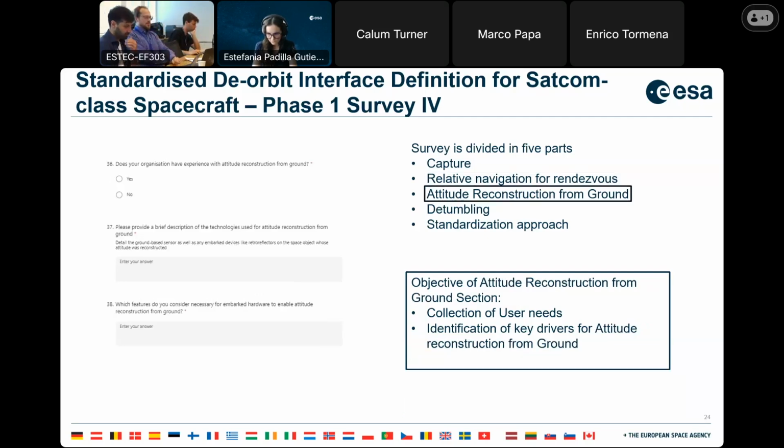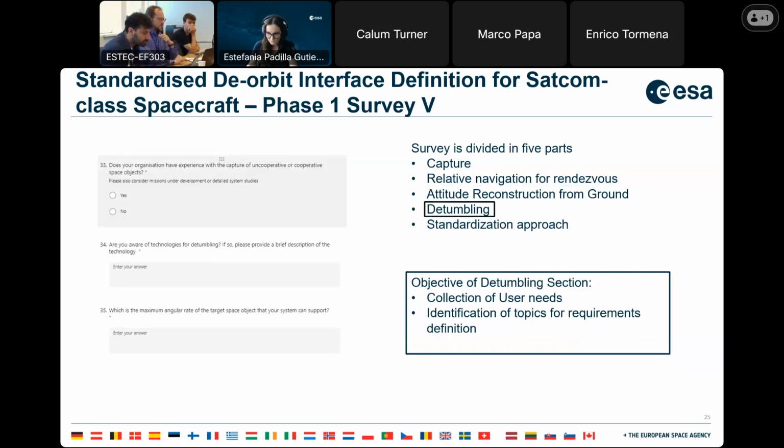So moving on to attitude reconstruction from ground. Again, a similar level of user needs, identifying what the drivers are here. And maybe a more specific question you can expect here is, what features do you consider necessary for embarked hardware? For embarked hardware in this use case, you'd expect something like laser retroreflectors. What would you need from this hardware to be able to reconstruct an attitude of the satellite from ground? As we mentioned earlier in the presentation, this is useful if, for example, you lose control of a target and you need to go and remove it, and you need to reconstruct its attitude before determining if it's worth sending a servicing vehicle.